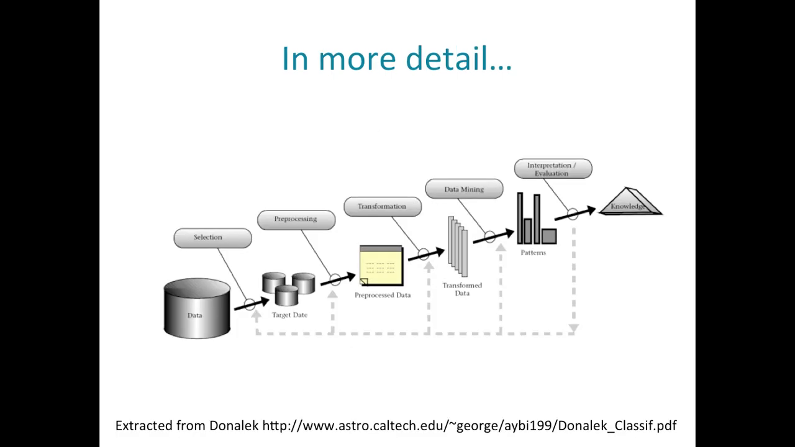And this is a more detailed representation of the data science pipeline. But it's, again, the same thing. We have data sets out there. We select some of those because we understand that they might have interesting variables. Then we do some type of pre-processing and transform the data, and then apply various machine learning or data mining methods and interpret those results.